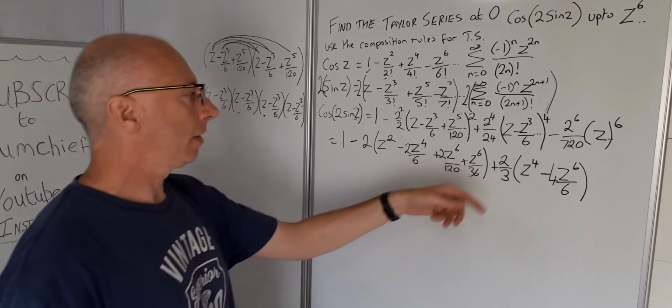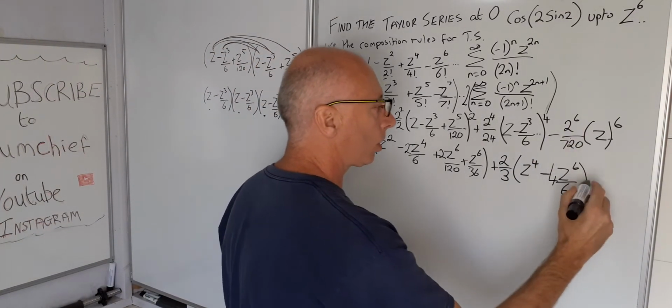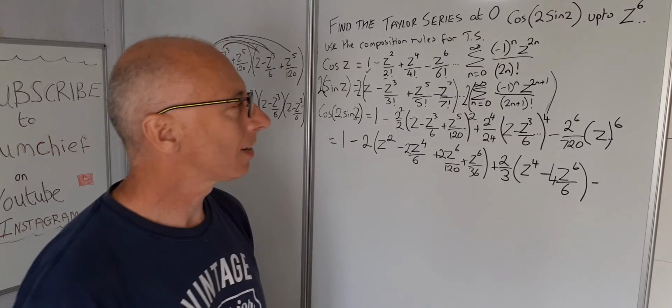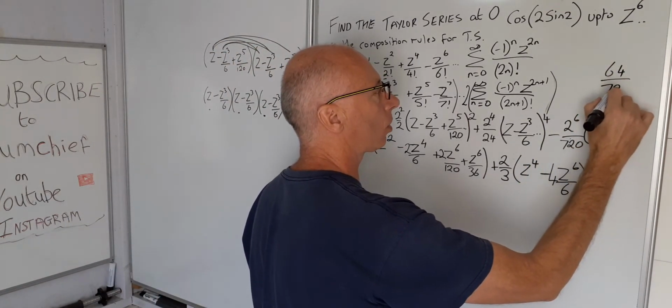So that takes care of that. That was easier than the squared one. And now we'll look at this one. So 2 to the power of 6. 2 to the power of 6 is 64. Let's just write that up here. Over 720.